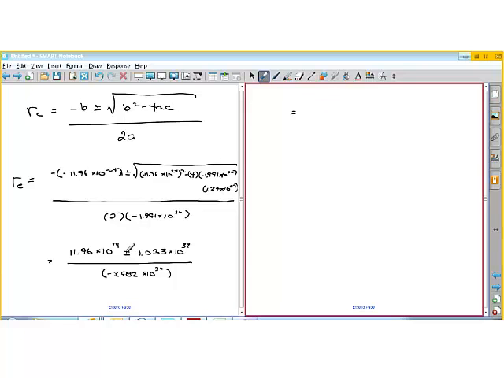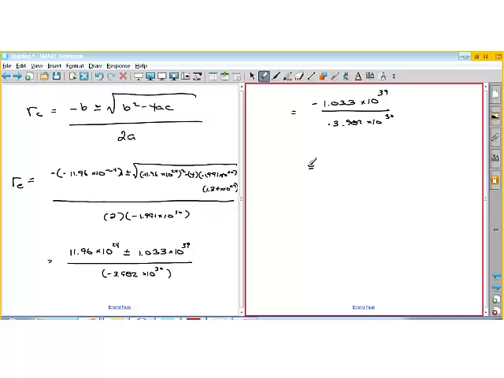So we're going to use the negative part here. And you can see this part pretty much drops out because it's so much smaller. So really all we have is 1.033 times 10 to the 39th. Take the negative part of it, divide by negative 3.982 times 10 to the 30th.